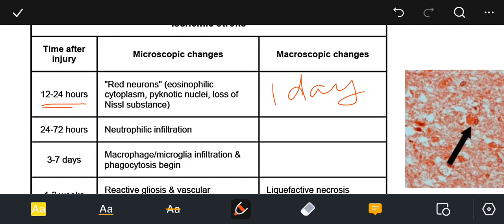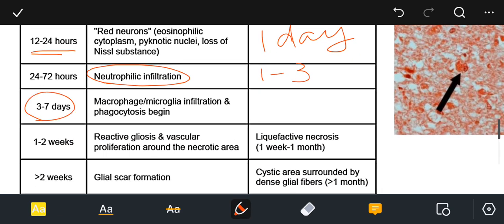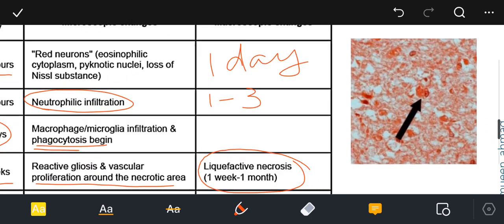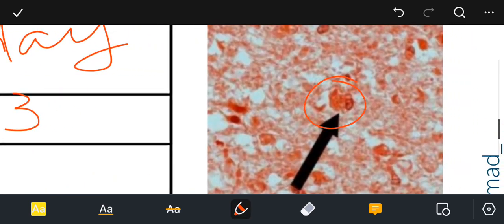In 24 to 72 hours, like 1 to 3 days, there will be infiltration of the neutrophils. From 3 to 7 days we have macrophage and microglia infiltration, and phagocytosis will begin. In 1 to 2 weeks there is reactive gliosis and vascular proliferation around the necrotic area. That will result in liquefactive necrosis from 1 week to 1 month, and after more than 2 weeks there will be the formation of a glial scar. The cystic area is surrounded by dense glial fibers after more than 1 month. So here you can see this is a picture of a red neuron.